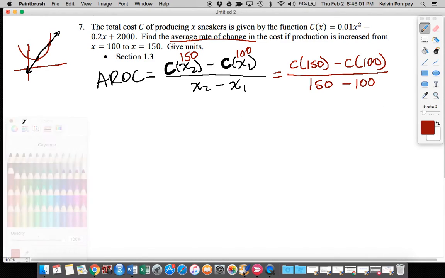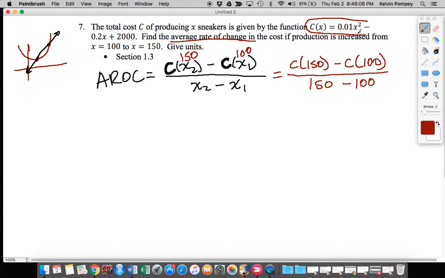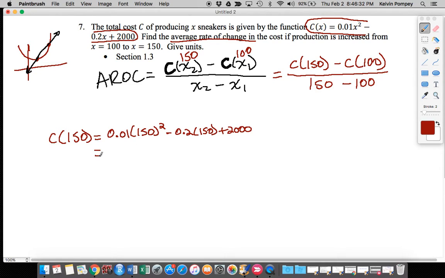Okay? Now in this case, we're not looking at a table. We're going to use the formula for this function, which is here, in order to help us do that, right? So I'm going to come off to the side over here, and I'm going to find out what C of 150 is. Remember, all you got to do is plug in 150 for x. So I'm going to get 0.01 times 150 squared minus 0.2 times 150 plus 2,000. And that equals, I already did this, 2,195 if I'm not mistaken.